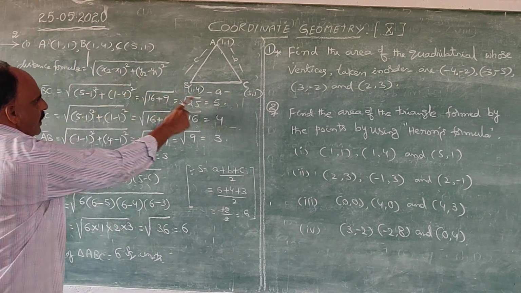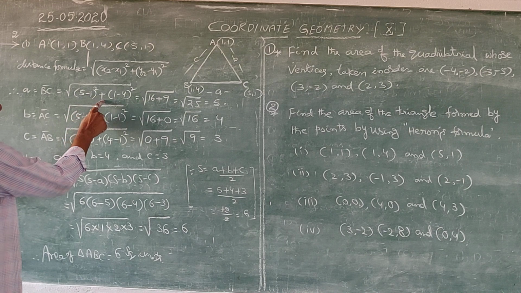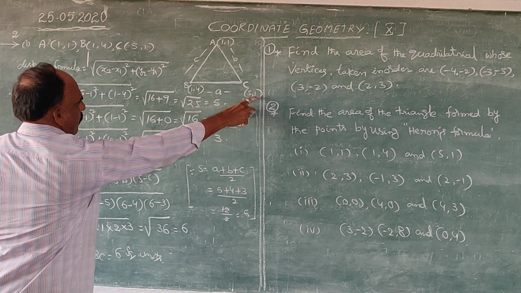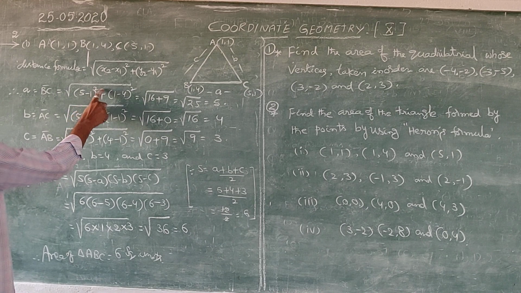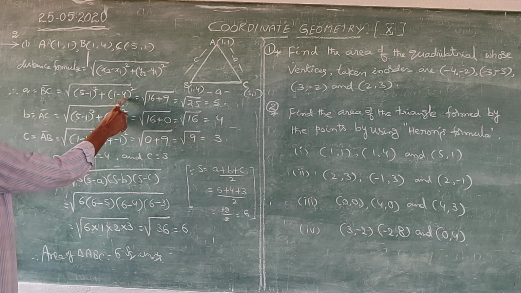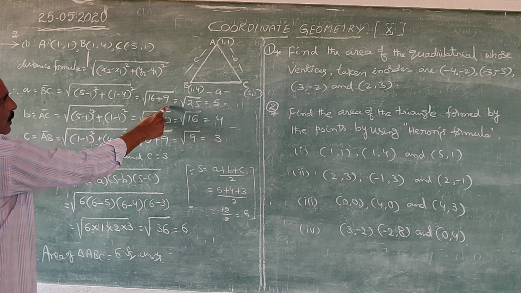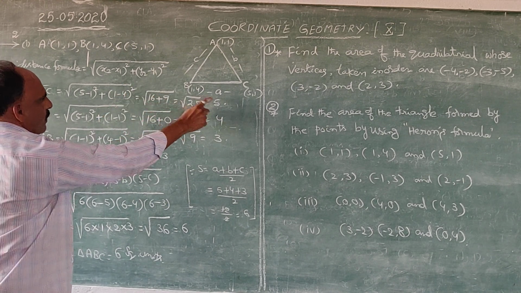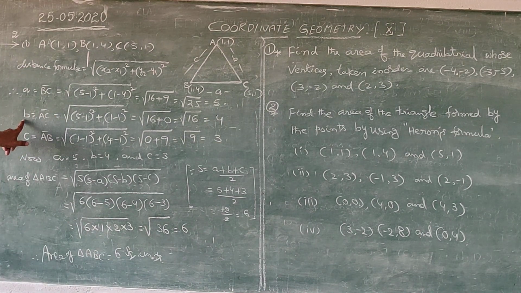So x2 minus x1, x2 is 5, x1 is 1. So (5 minus 1) whole square plus y2 minus y1, (1 minus 4) whole square. 5 minus 1 is 4, square 16. 1 minus 4 is minus 3, square 9. 16 plus 9 is 25. So the square root of 25 is 5. Similarly, b is equal to the length of AC and c is equal to the length of AB.